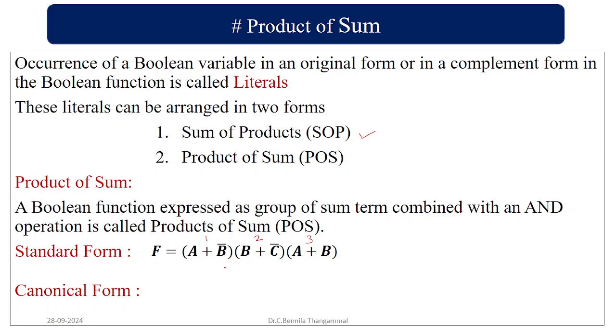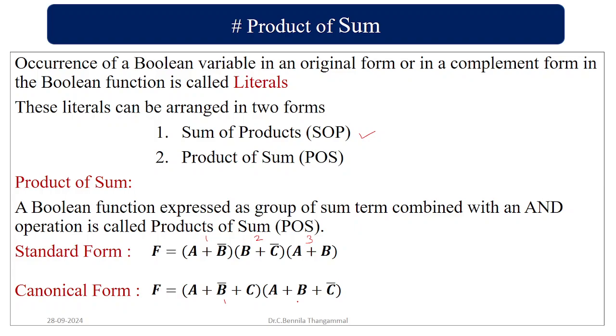And then canonical form, what does canonical form mean? Each and every sum term should have all the literals, either in original form or in complement form. So in this expression we have three literals in total, that's A, B and C. But here C is missing, here A is missing and here C is missing. So in the canonical form, if all the terms have all the literals, it is called a canonical form.